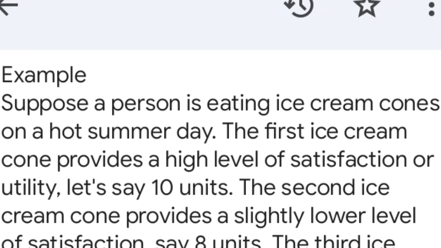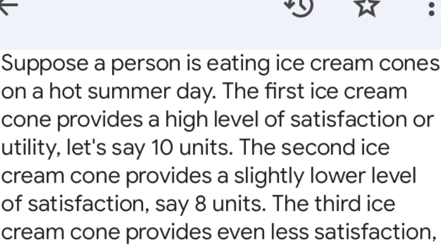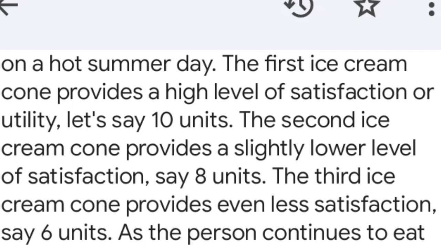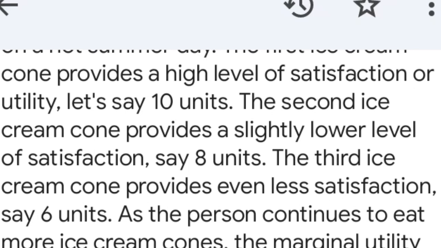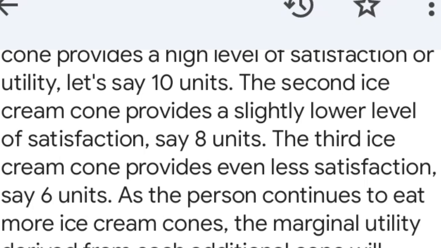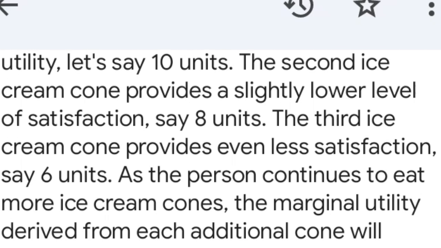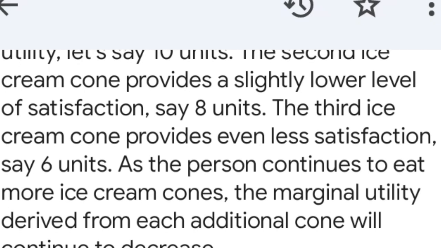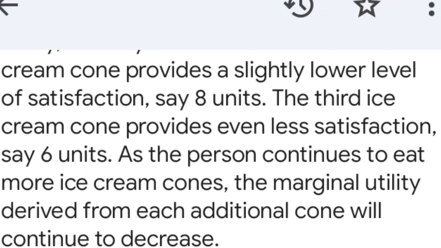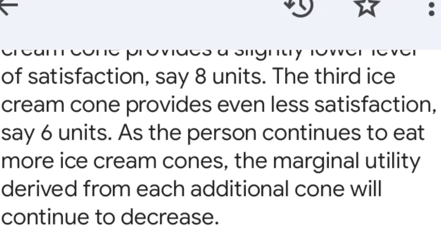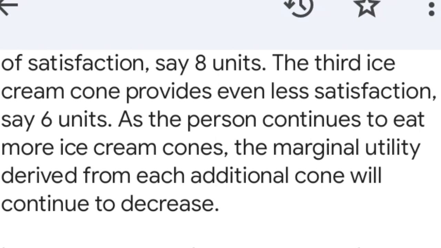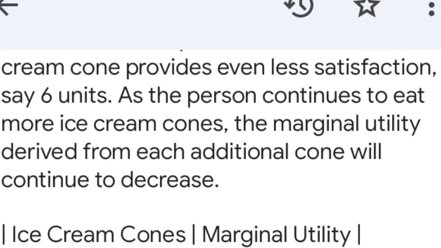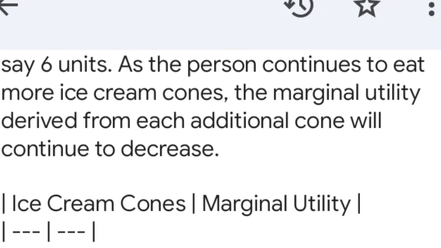Example: suppose a person is eating ice cream cones on a hot summer day. The first ice cream cone provides a high level of satisfaction or utility, let's say 10 units. The second ice cream cone provides a slightly lower level of satisfaction, say 8 units. The third ice cream cone provides even less satisfaction, say 6 units.